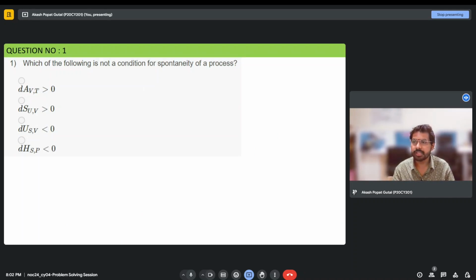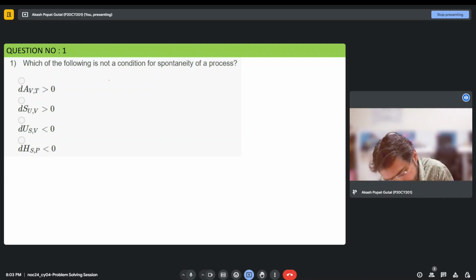Let's solve some problems related to the same. So the question number one is, which of the following is not a condition for spontaneity of a process? We have seen the discussion related to this question. So here we need to determine which is not the condition for the spontaneity.